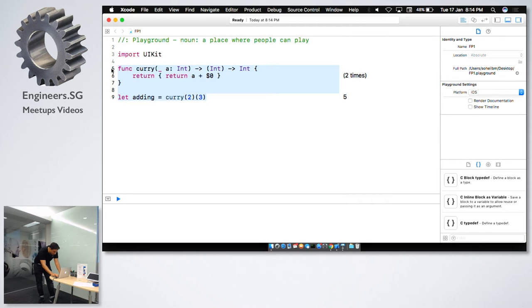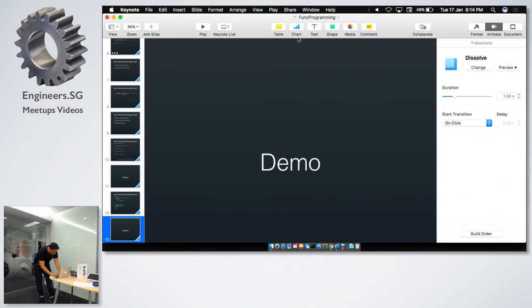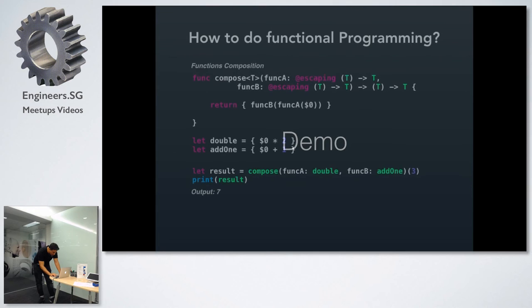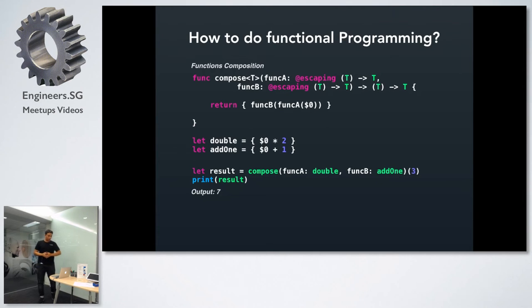This is the curry function. Next, composite function. This function is actually accepting function as its parameters. It can be very useful.